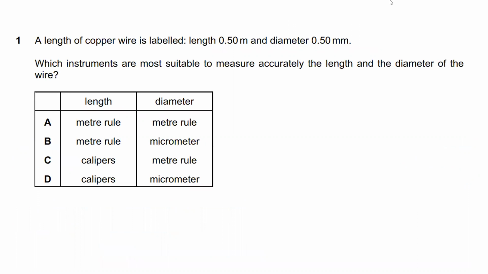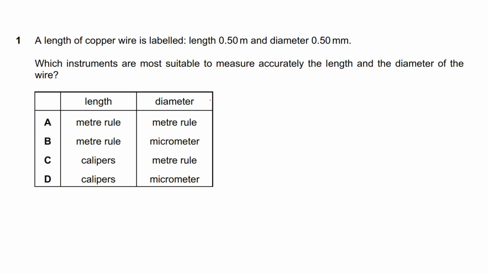First question, it says a length of copper wire is labeled. Length is 0.5 meters and the diameter is 0.05 millimeter. Which instruments are most suitable to measure accurately the length and the diameter of the wire? So remember, an ideal thing to measure the length of the wire is a meter rule. And similarly, for a diameter of dimensions 0.05 millimeter, either vernier caliper or a micrometer is fine for measuring this.